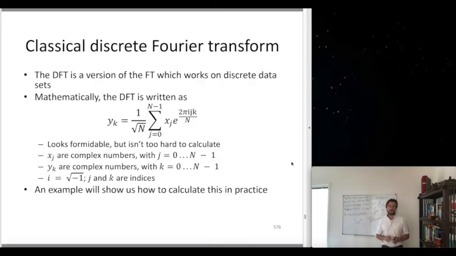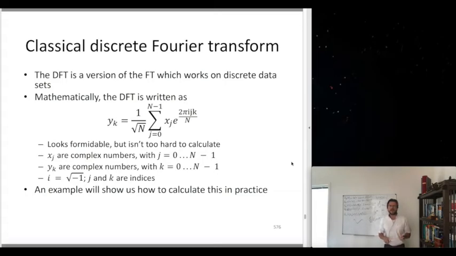And what we will look at is the DFT, or discrete Fourier transform, which is a Fourier transform that just works on discrete data. So as you can see here in my slides, it looks rather formidable, but it's not so much. It's not too complicated at all.